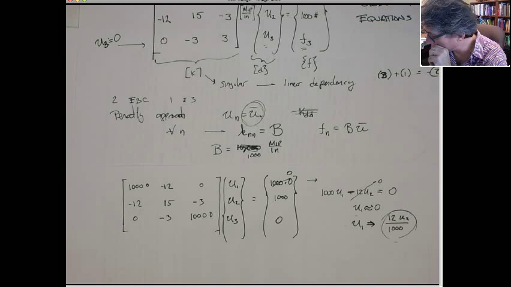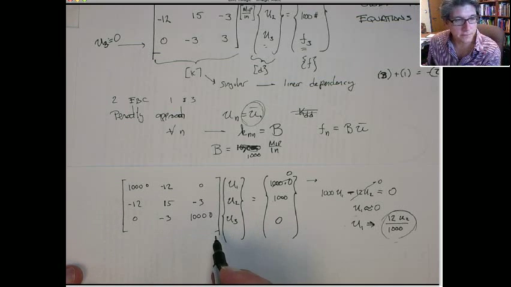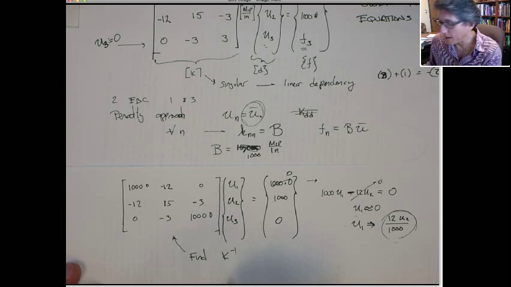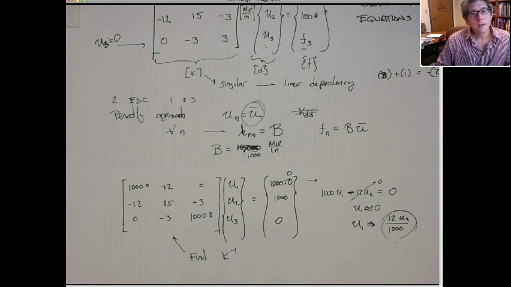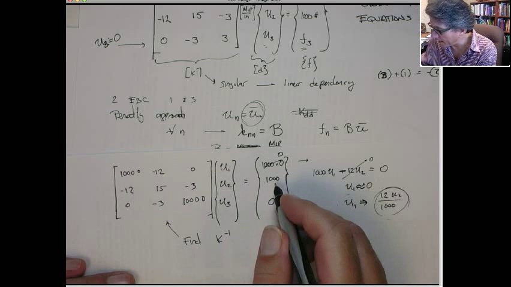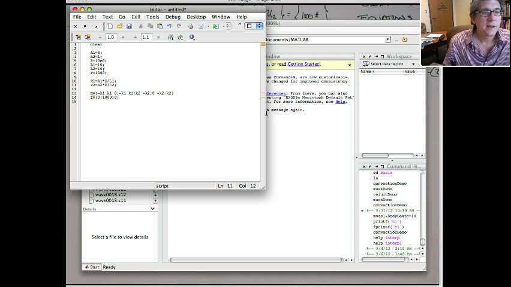Okay, so now this system is no longer singular. I can actually solve this. I can find explicitly K inverse. So you can multiply this by K inverse and you can get the displacements. Well, let's see how that goes. You can do it by hand in a 3x3, but once you get much bigger than that, it's kind of cumbersome. So let's look at Matlab.